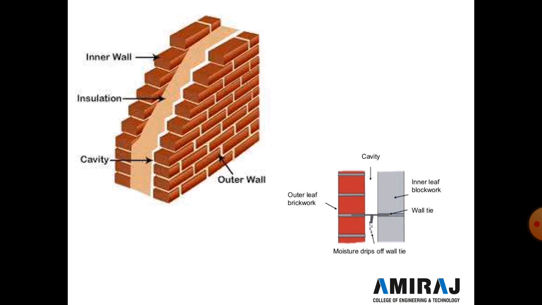In figure number 2, wall ties tie the outer wall and inner wall, or outer leaf and inner leaf, and there are moisture drips on the wall ties. See, the moisture is dropping down and collected at the bottom of the cavity and drained out by the pipe.